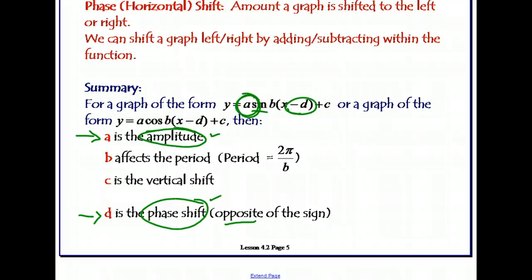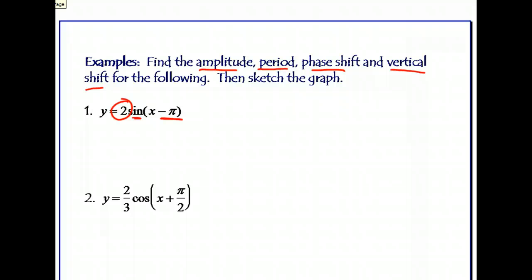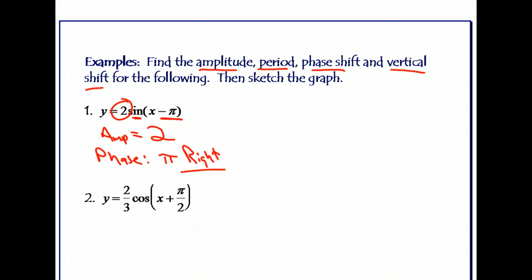So let's look back at our equation again. So we've got 2 sine of x minus pi. What is the amplitude of our graph? It is 2. What is the phase shift going to be? Well, it's going to be pi. We always take the opposite sign, so it's minus pi. That's going to be pi units to the right.